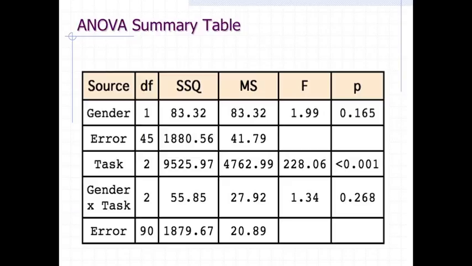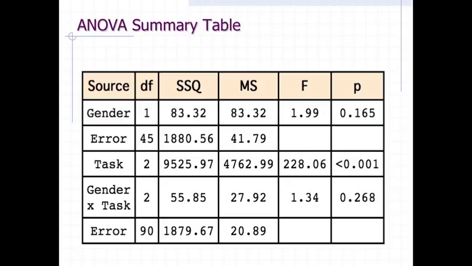The ANOVA summary table for this design is shown here. The computations for the sum of squares will not be covered since computations are normally done by software. However, there are some important things to learn from the summary table. First, notice that there are 2 error terms, one for the between subject variable gender and one that is used for both the within subject variable task and the interaction of the between subject variable and the within subjects variable.